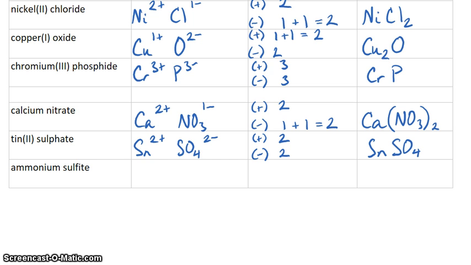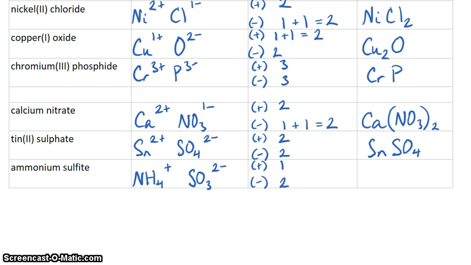Looking at the last example, ammonium sulfite. Ammonium is a polyatomic ion, and its symbol is NH4 with a positive 1 charge. Sulfite has a symbol of SO3, and sulfite has a charge of 2 minus. So if we balance that out, one ammonium ion has a charge of 1. One sulfite ion has a charge of 2.